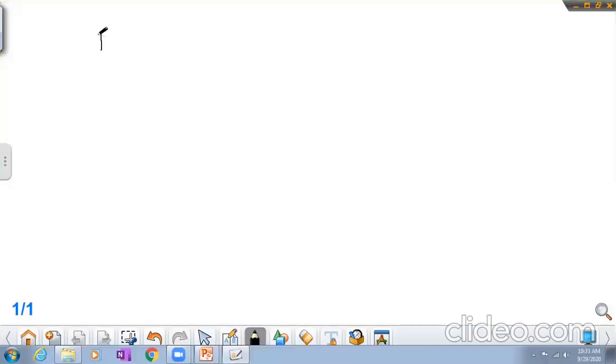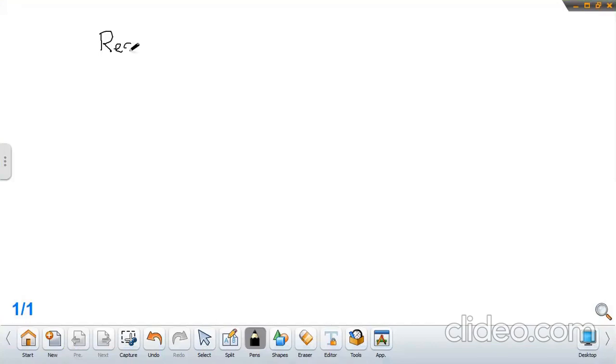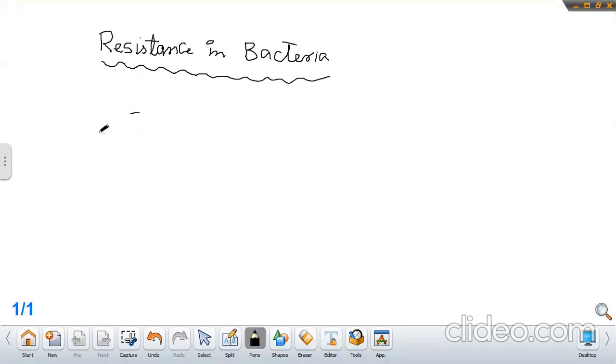Now let's suppose I'm taking the example of bacteria: how resistance in bacteria will evolve. Let's suppose I have a petri plate in which I'm going to grow bacteria, right? In this petri plate, I put antibiotics.